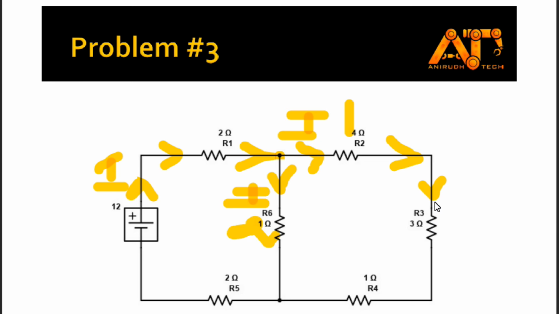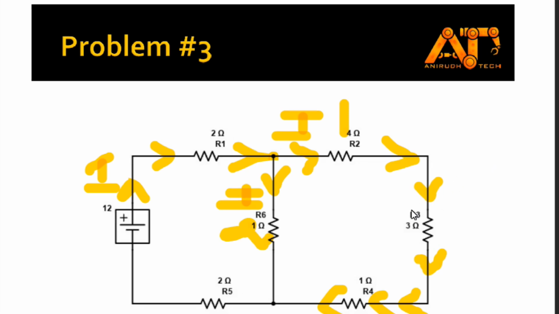You can see when reaching R3 there are no other branches, so the same current I1 is flowing to R3, and reaching R4 there is also no other branch. So here we can see that the same current I1 is flowing through R2, R3 and R4. So we can say that this is a series combination. So we can find the equivalent resistance of this combination, that is R2, R3 and R4. I can call it RS1.